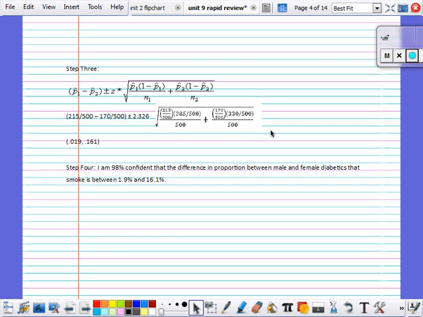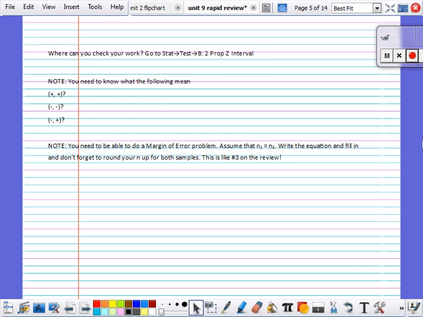Then you write the step 4. I am 98% confident that the difference in proportion between male and female diabetics that smoke is between, and I turned it into percent, 1.9% and 16.1%. If you want to, you can leave it as proportion. Again, where can you check your work? Under stat test B, because it says two proportion interval.